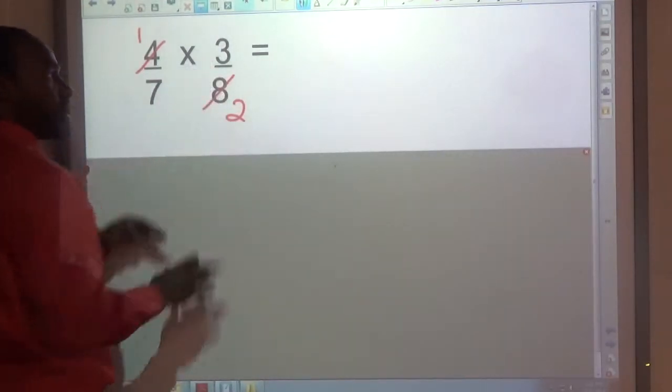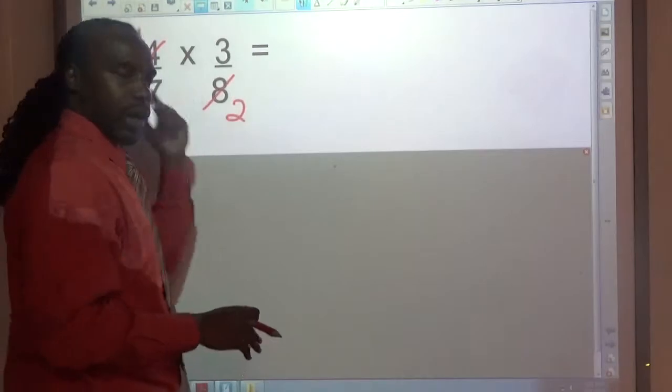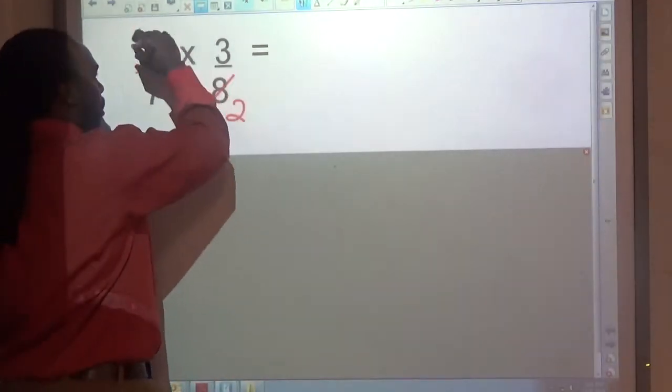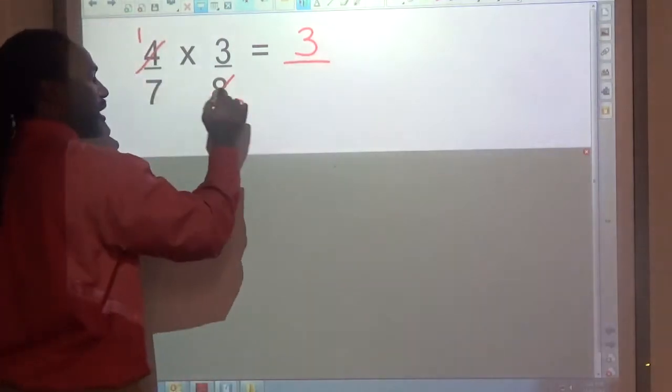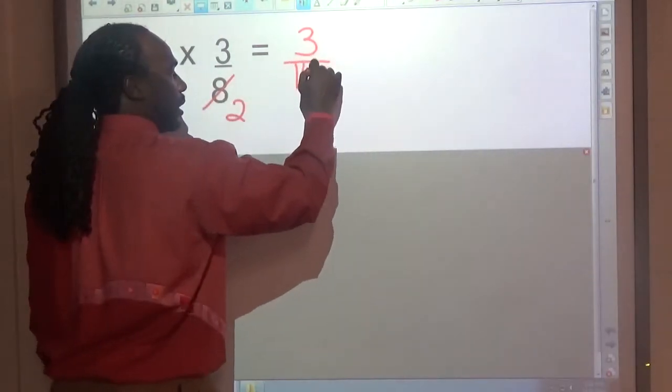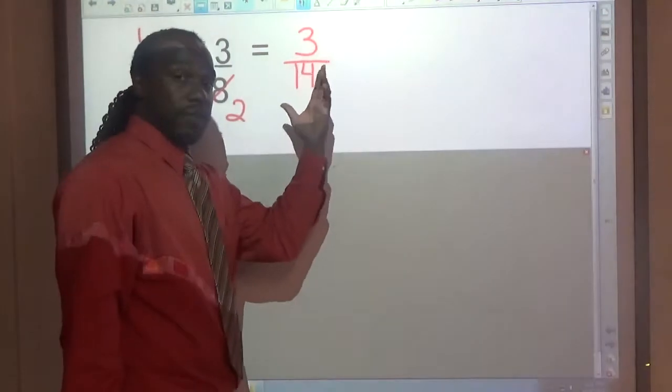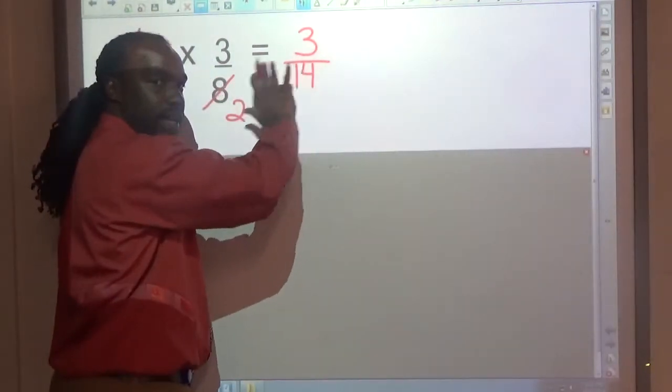Now I have 7 and 3. Nothing can go into 7 or 3. So now just multiply across. 1 times 3 is 3. And 7 times 2 is 14. And now that's my simplified fraction. I don't need to simplify again.